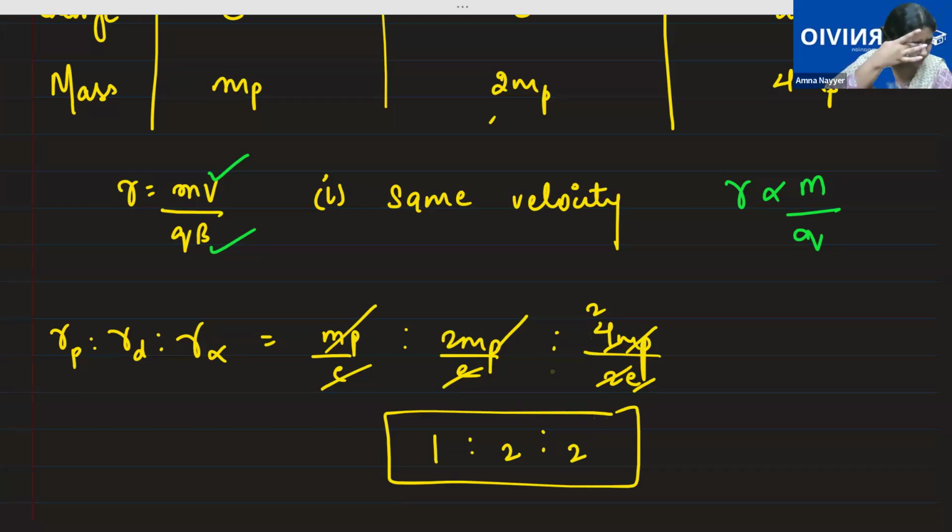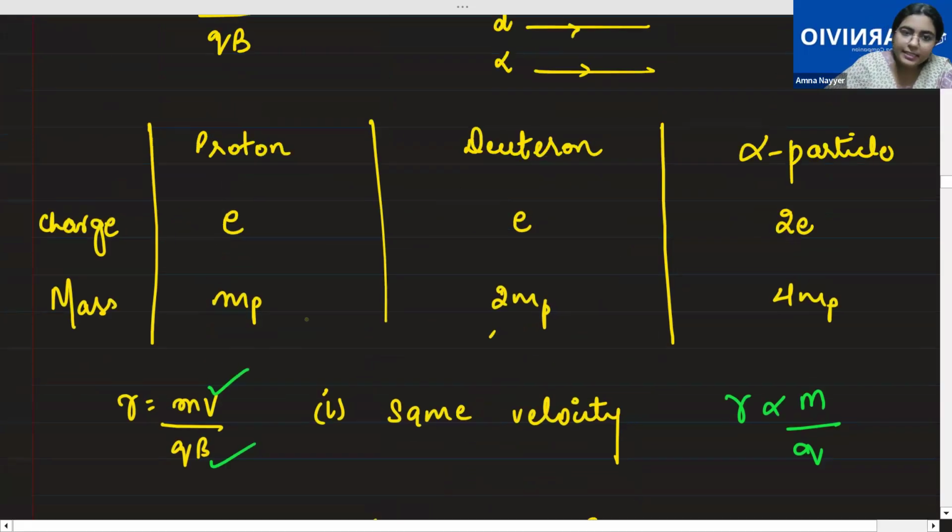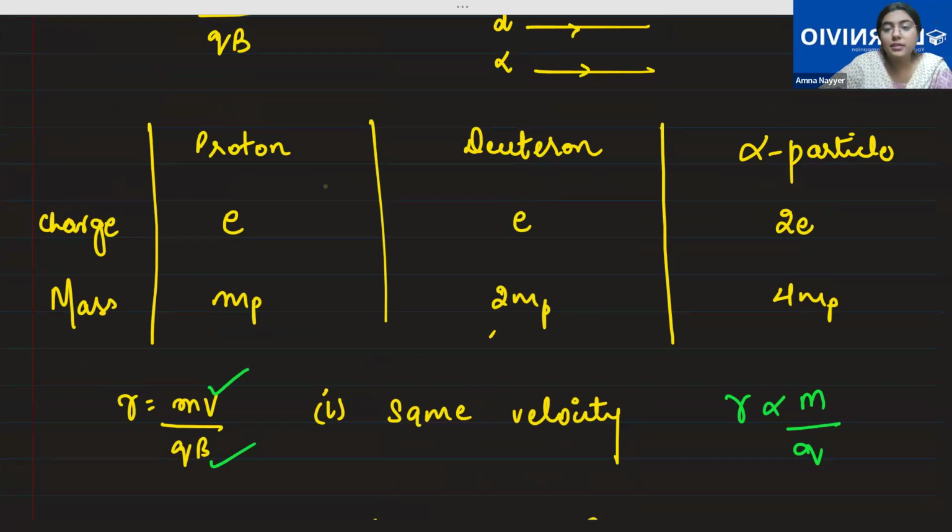Why have we taken alpha as 2 electron charges? That's the charge on the alpha particle. Experimentally, this data has been extracted: the charge on the alpha particle is actually double, and the mass is 4 times the mass of the proton. All these are experimental data.